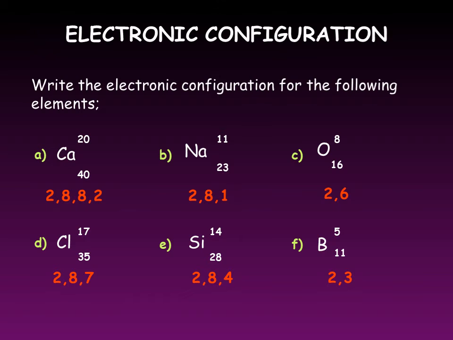In sodium, which has atomic number 11, the electronic configuration will be 2, 8, 1. If we talk about oxygen, it will be 2, 6 because the atomic number of oxygen is 8. Similarly for chlorine, as the atomic number is 17, the electronic configuration will be 2, 8, 7. Silicon, which has atomic number 14, will have electronic configuration 2, 8, 4. Boron, having atomic number 5, will have an electronic configuration of 2, 3.